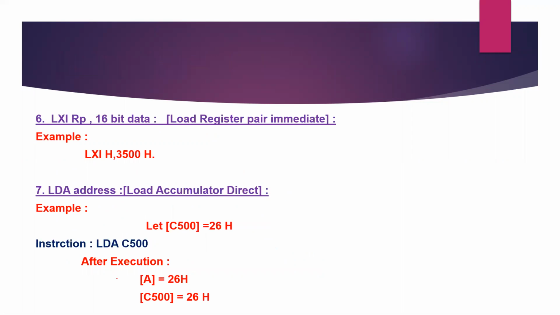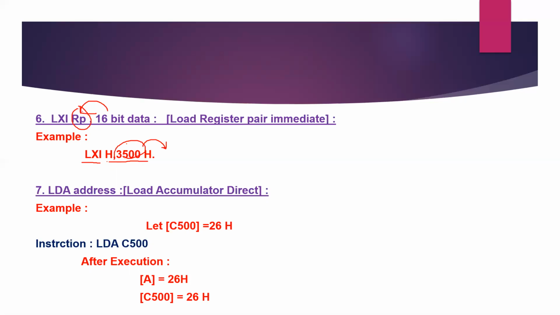Now next, sixth instruction, LXI Rp. Rp is for register pair, with 16-bit data. This instruction will load a register pair with the 16-bit data. For example, LXI H, and the data is 3500H. This instruction will load the HL register pair with the data 3500H.